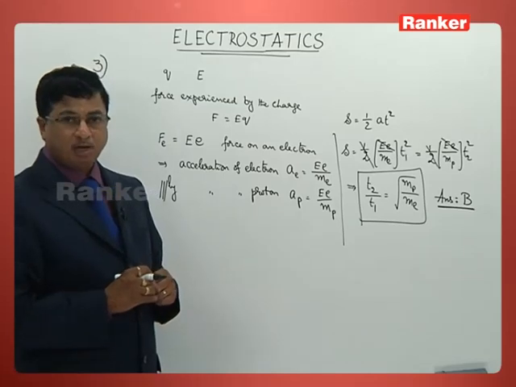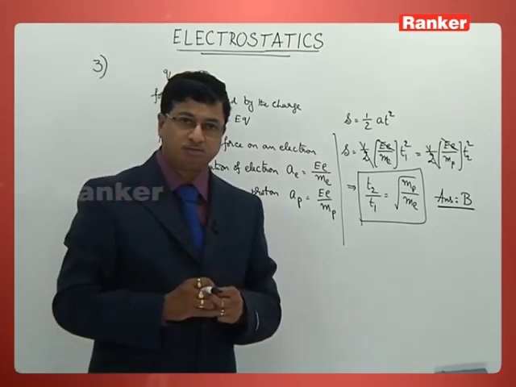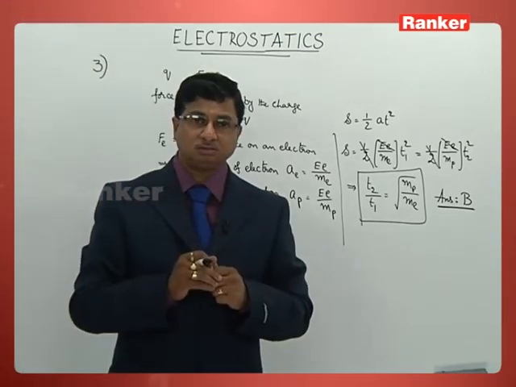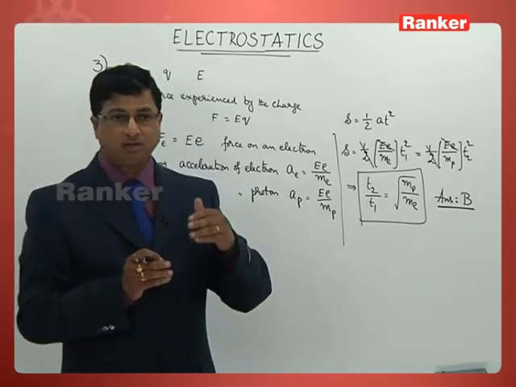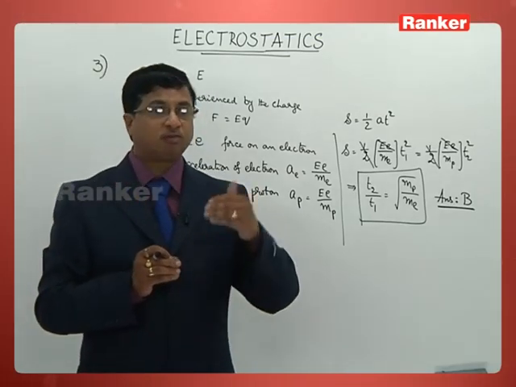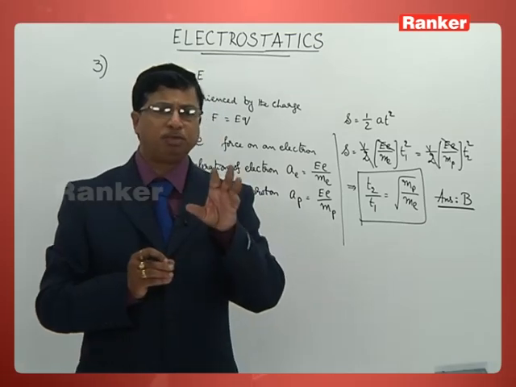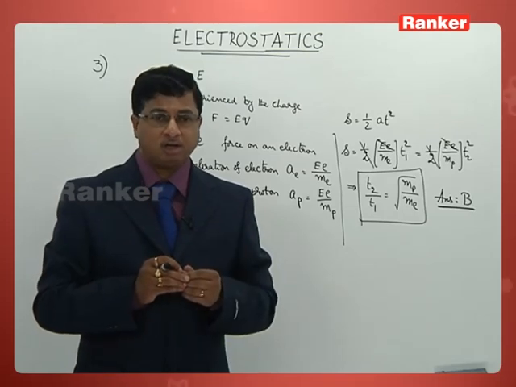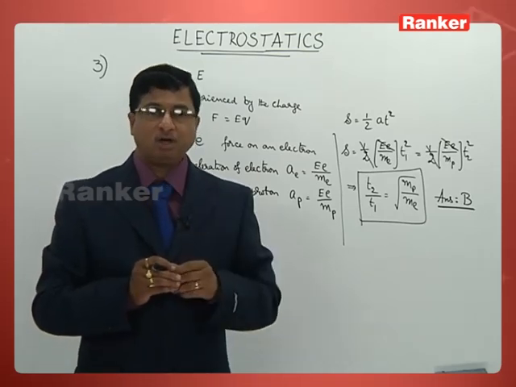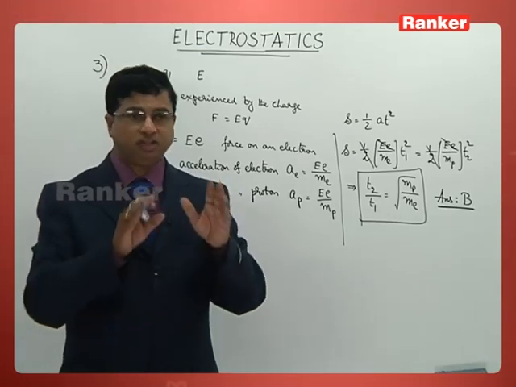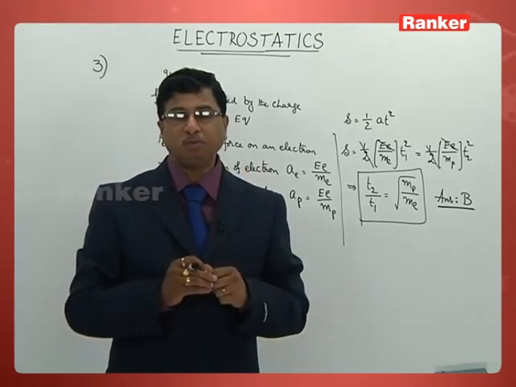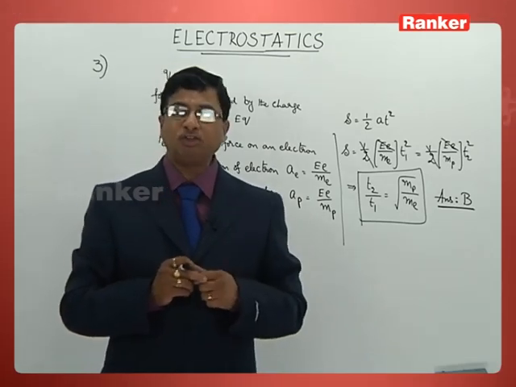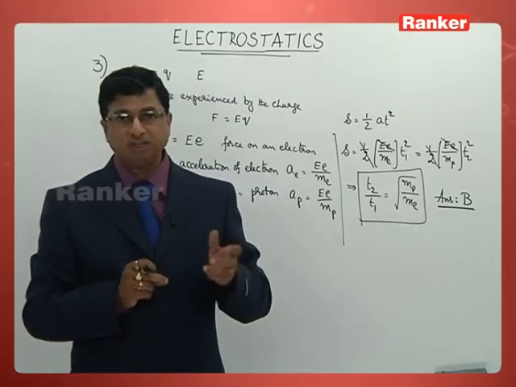This type of problem also has been asked in previous papers of JEE. Generally, what are the particles they take? Whenever they ask you to calculate the ratio of time periods or ratio of accelerations, they generally prefer taking either a proton or a deuteron or a tritium ion or an alpha particle. Such particles are going to be taken up in this type of model problem. So this is problem number 3 for us in this order.